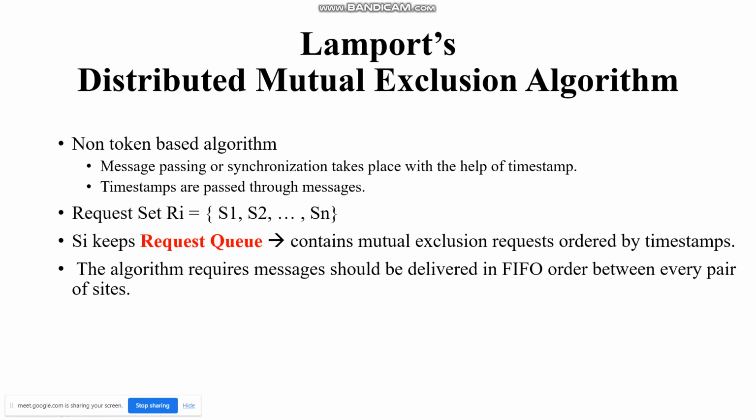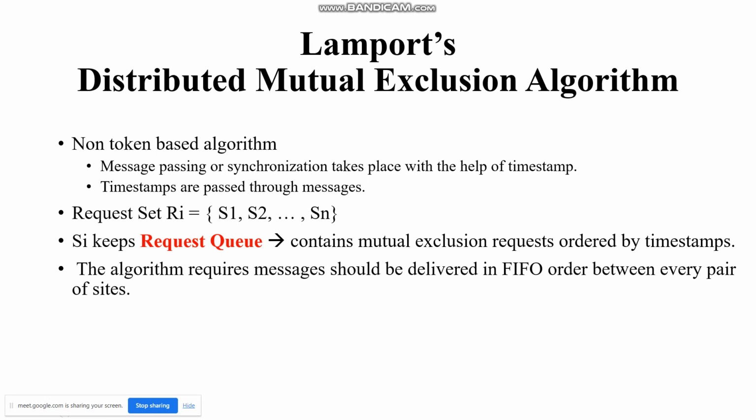I will show you in the next slides. The timestamp plays an important role in Lamport's mutual exclusion algorithm. Let's see an example. Imagine a distributed network having different sites, site 1, site 2, up to n sites. Collectively we can represent these as a request set Ri, just assume one set of sites.